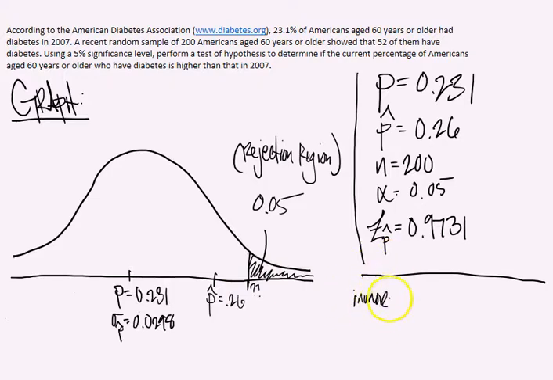Inverse norm, right? So I'm using the area over here. So remember, inverse norm only does the area up to a point, right? So I need to put in 0.95. What is my mean? 0.231, and then my standard deviation, which is 0.0298. And then when I calculate this value, it'll tell me what data value is my cutoff point.